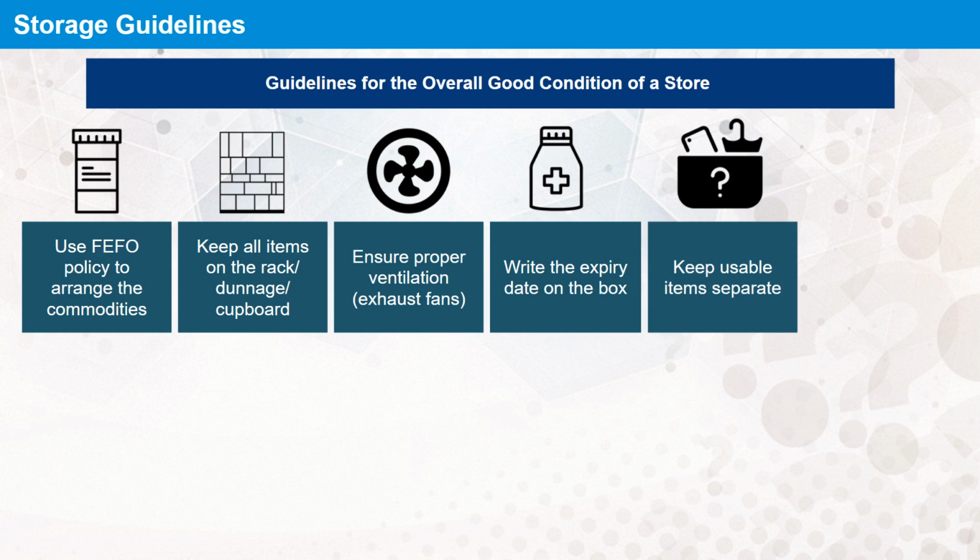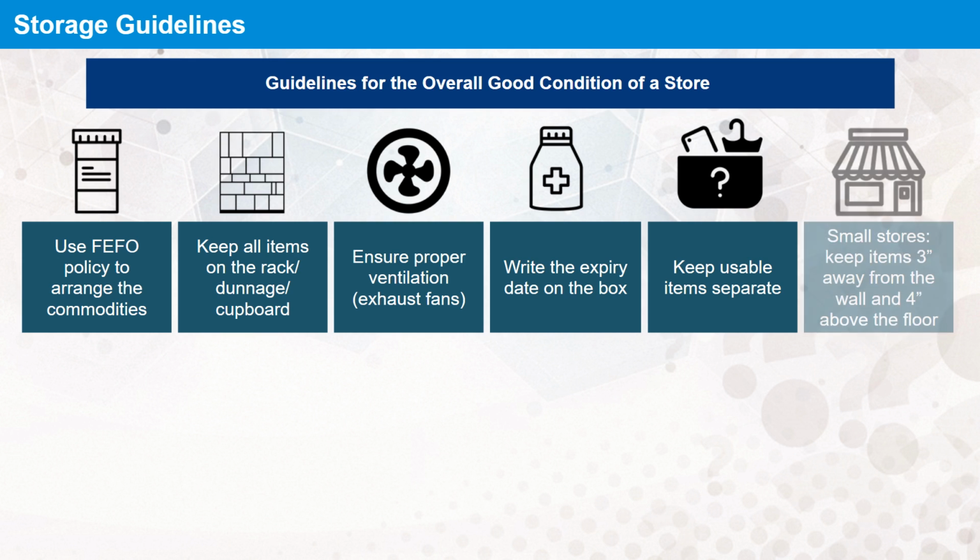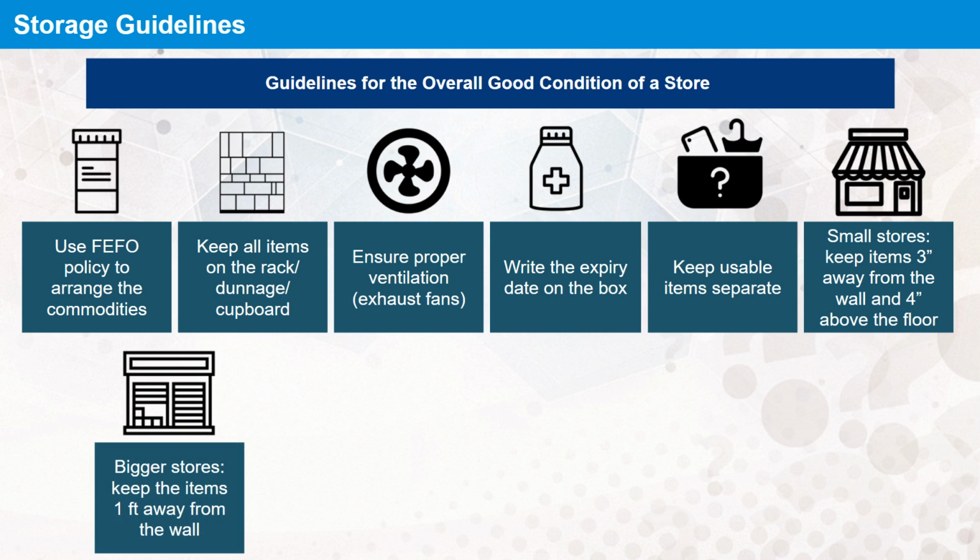Usable commodities should be kept separate from unusable and chemical products. For a small store, commodities should be kept 3 inches away from the wall and 4 inches above the floor. For a bigger store, commodities should be kept 1 foot away from the wall.